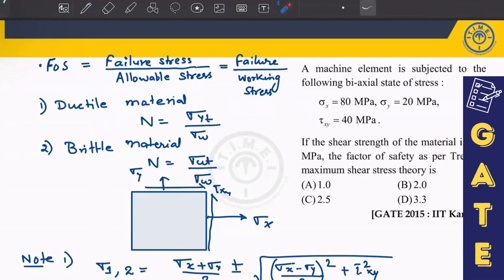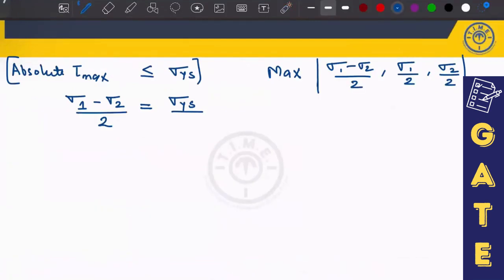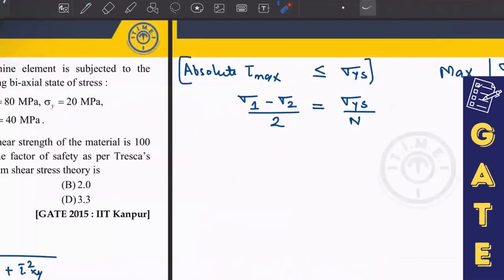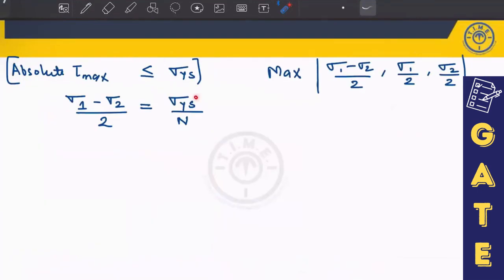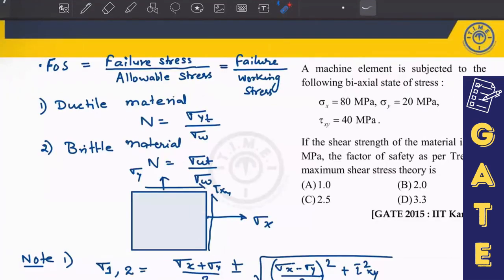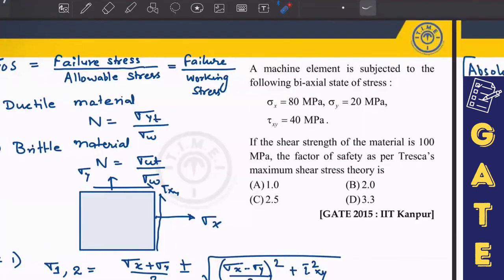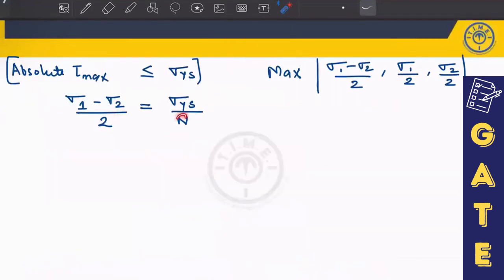But for design purposes, what will we consider? We will consider the factor of safety. If I divide by n, then this is our working stress. The n value, the factor of safety, is nothing but the failure stress, which is the yield shear strength, divided by the working stress. So the working stress we have calculated here is the yield shear strength divided by n. Once you have calculated sigma 1 and sigma 2, you just check and you will get the factor of safety.